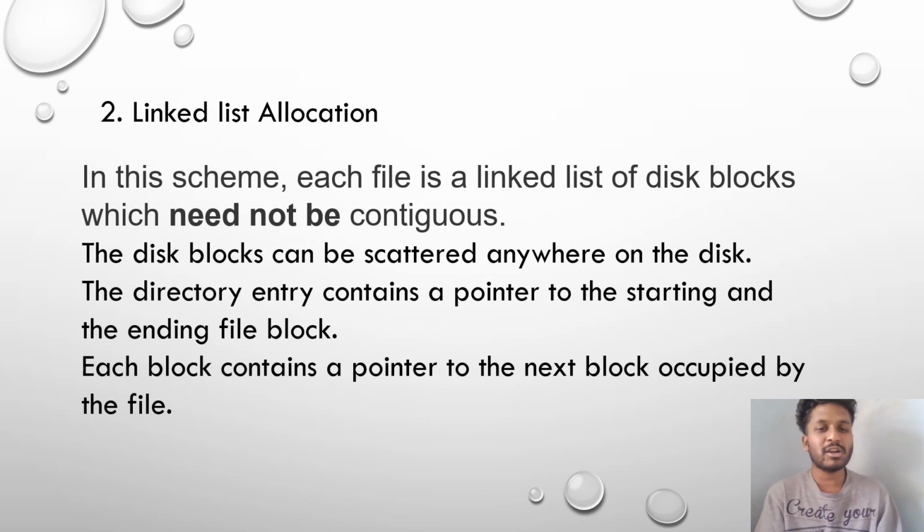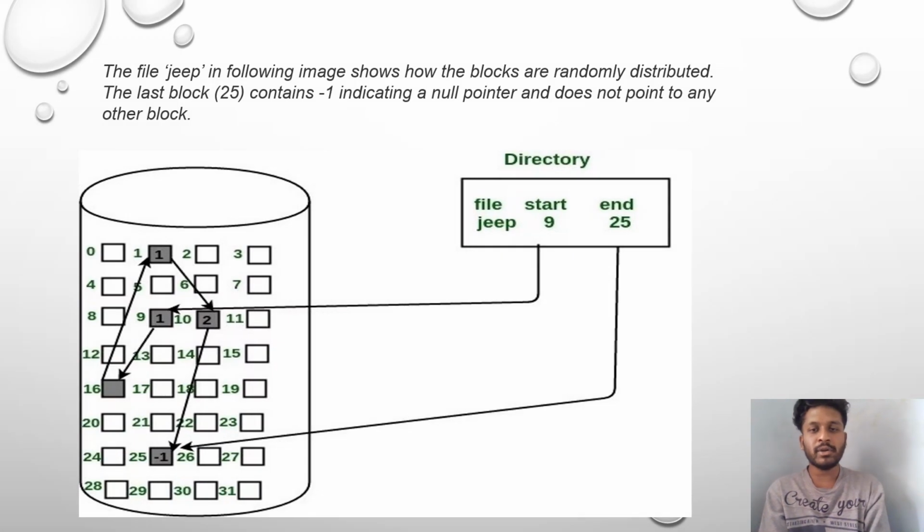Let's see about linked list allocation. In this method, each file is a linked list of disk blocks which need not be contiguous. It can be scattered anywhere on the disk. The directory entry contains a pointer from the starting to the ending file block. Each block contains a pointer to the next block occupied by the file. The file in the following figure shows how randomly the blocks are distributed. The last block, 25, contains -1 indicating a null pointer without pointing to any other block.